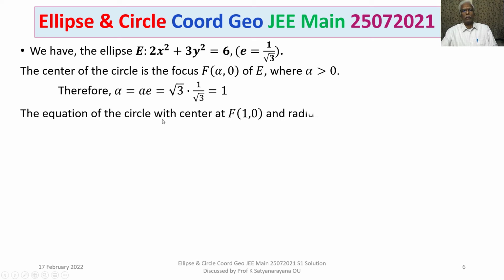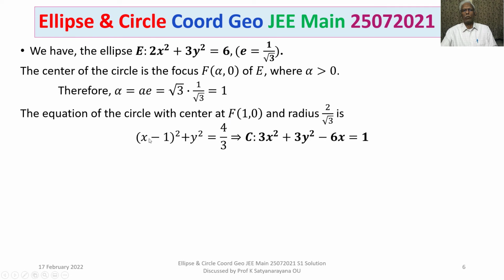So the equation of the circle with center at (1, 0) and radius 2 by root 3 is (x − 1)² + (y − 0)² = (2 by root 3)². That is, (x − 1)² + y² = 4 by 3. This implies, after taking the LCM, C is given by 3x² + 3y² − 6x = 1. After simplification, we will get the equation of the circle C as this one.